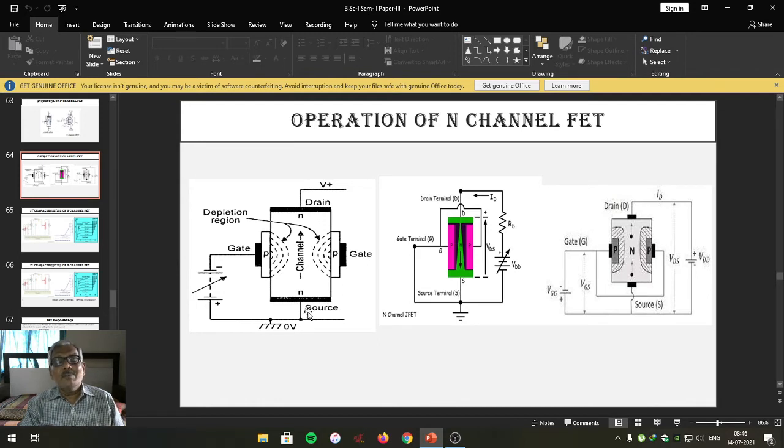Dear students, what we have seen from this working of the N-channel FET is that the gate to source voltage develops the field within the FET. Thus, the gate to source voltage controls the field. By controlling the field, one can control the drain current. So that's why we can say the FET is a field controlled device, or the FET is a voltage controlled device.